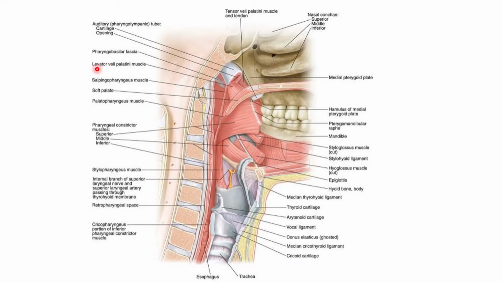So we can see the attachment of the levator veli palatini. We can see the attachment of salpingopharyngeus muscle. So this is the salpingopharyngeus, levator veli palatini, both of which are seen to take their origin from the medial lamina of the auditory tube. Along with these two muscles, the tensor tympani also receives attachment from the medial lamina.